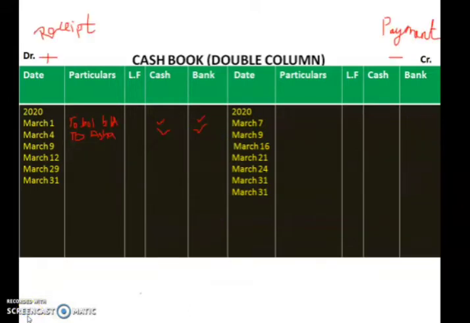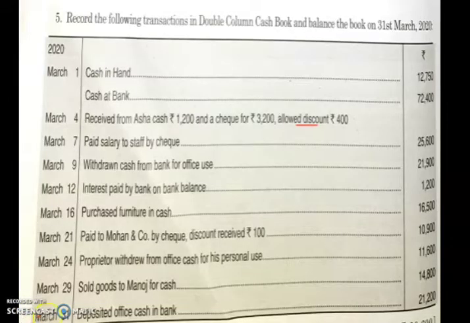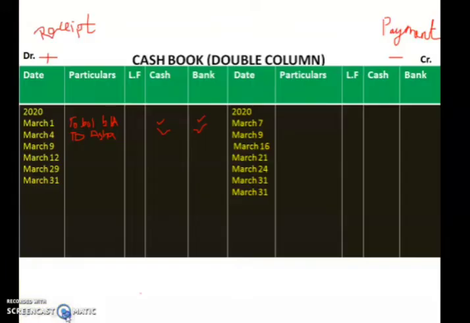Now the next question is March 7th, paid salary to staff by check. So payment, pay means what? It's a payment for you. So you paid salary and that is paid through a check. 25,600 is the amount. So let us show it in this entry. So it's March 7th where the transaction is taking place. So I have already written the date.